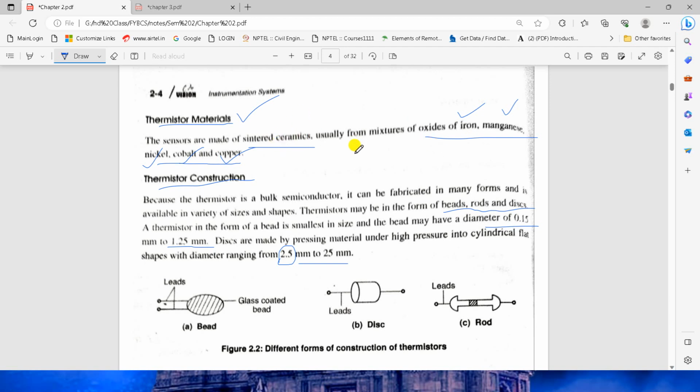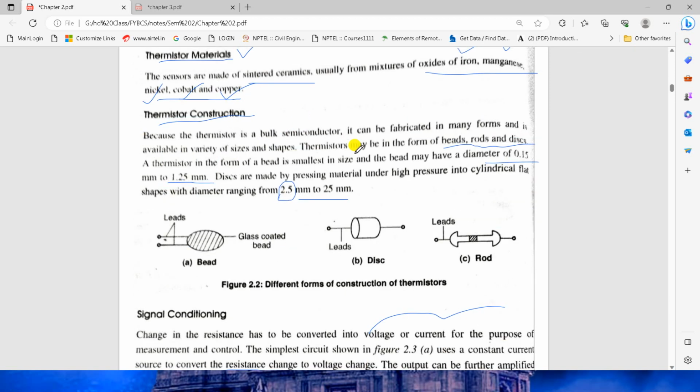Thermistors are available in three shapes: bead, disc and rod. These are the leads. In the construction, because the thermistor is a bulk semiconductor, it can be fabricated in many forms of different shape and size. The thermistor in the form of a bead is the smallest in size, and the bead diameter may be 0.15 mm to 1.25 mm.